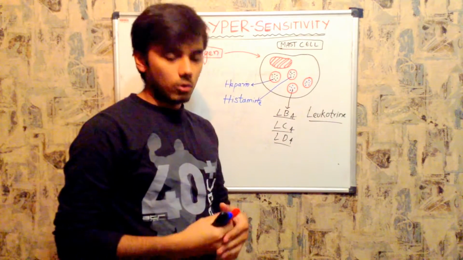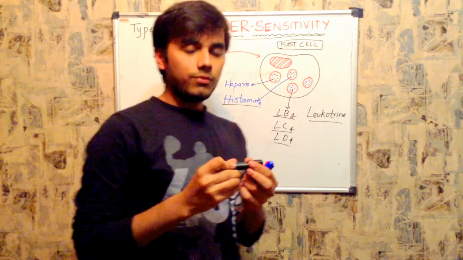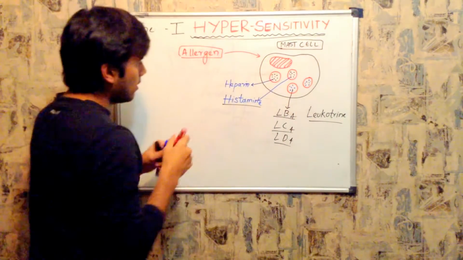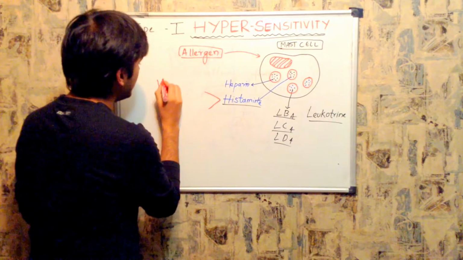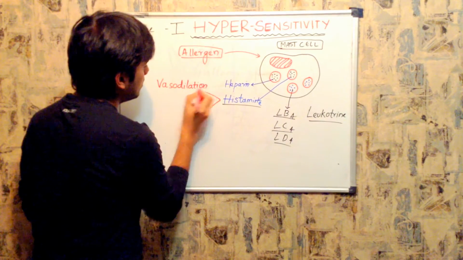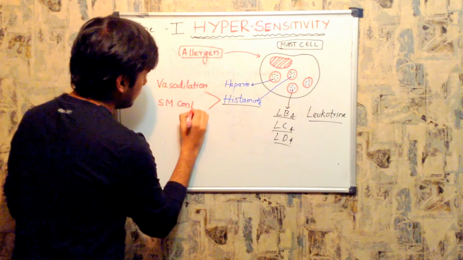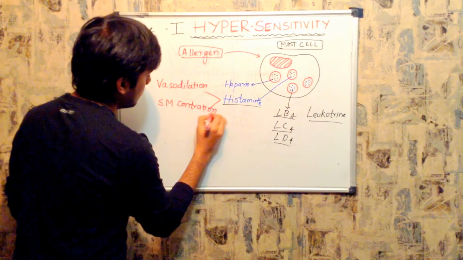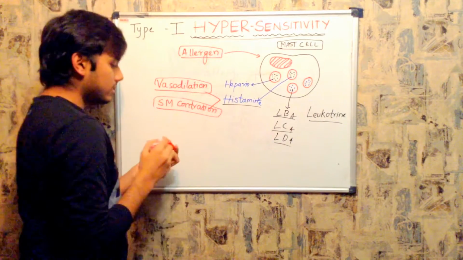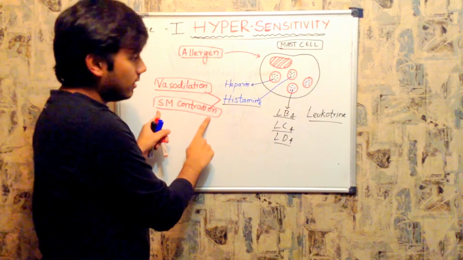You know, heparin is an anticoagulant. Next, coming to histamine. Whenever histamine is released, it performs two functions. One is vasodilatation, and the next is smooth muscle contraction. So there are two functions performed by histamine when it is released into the tissue fluids: vasodilatation and smooth muscle contraction.